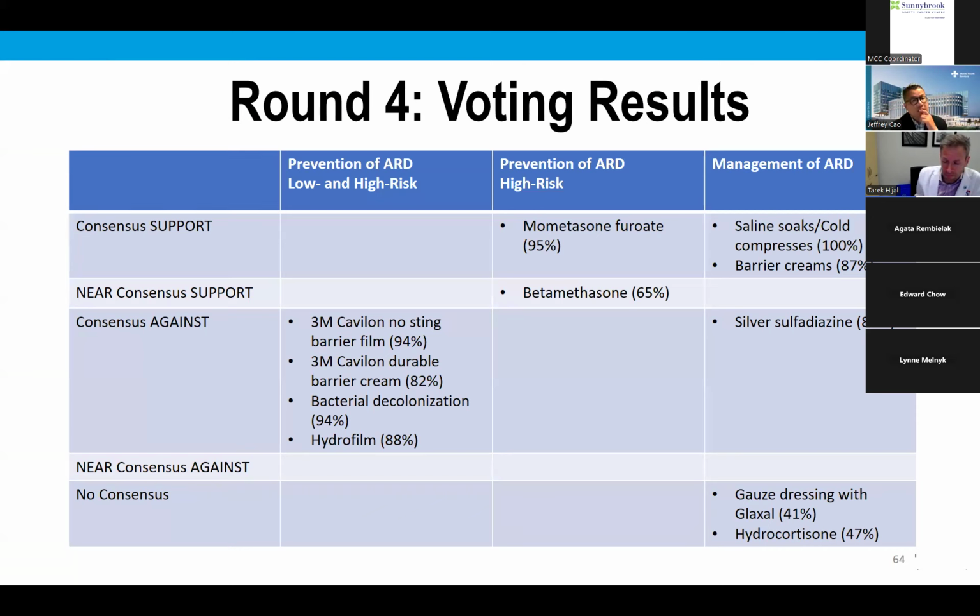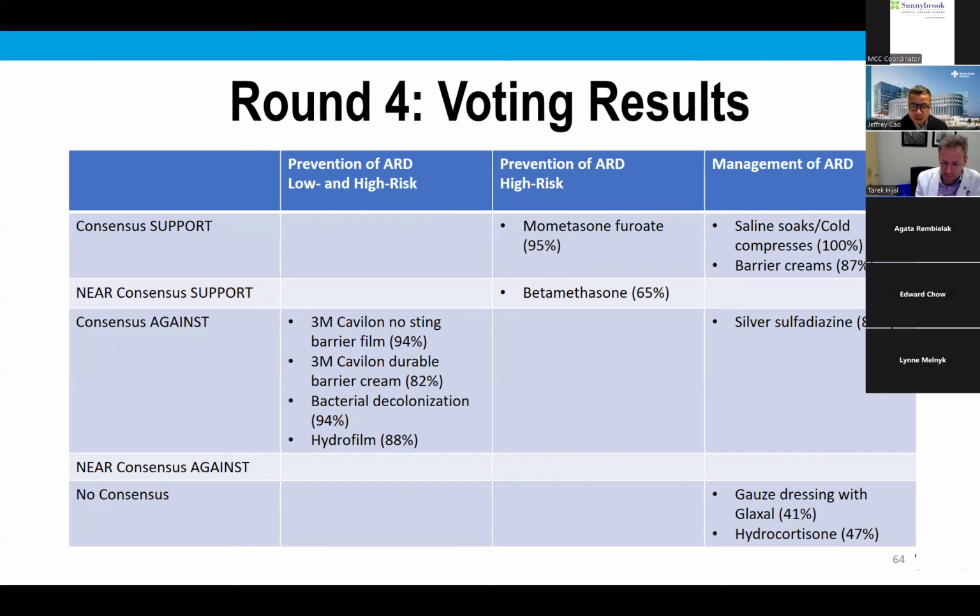And what's really interesting is we achieved consensus for mometasone. And again, this kind of reflects Alice's randomized controlled trial. Saline soaks and barrier creams as a general category achieved consensus for the management of dermatitis. Betamethasone, because there's no randomized trial, but is considered an equivalent steroid, achieved near consensus. There was consensus against the 3M Cavilon films and creams and bacterial decolonization hydrofilm.